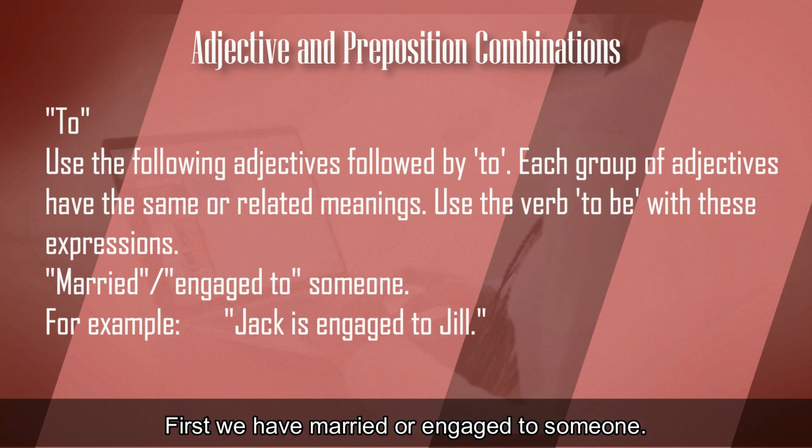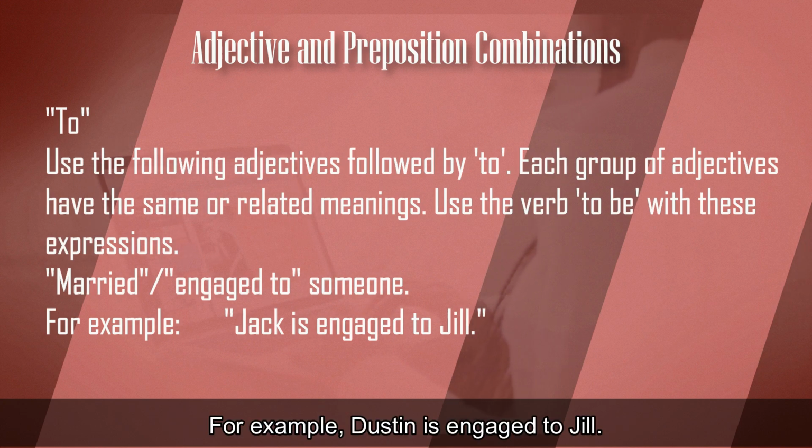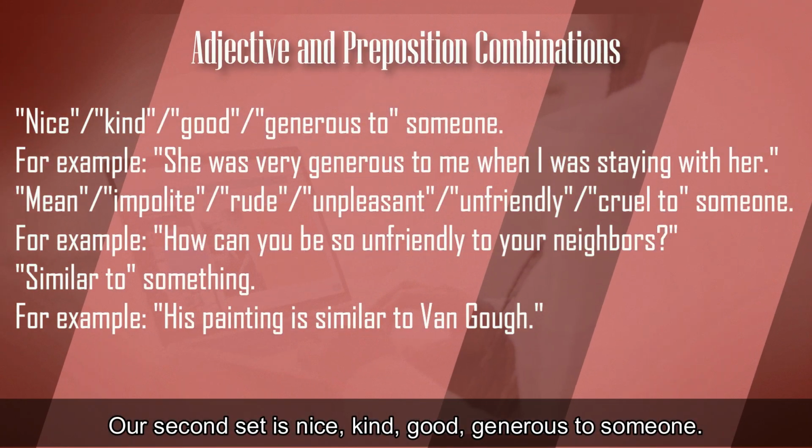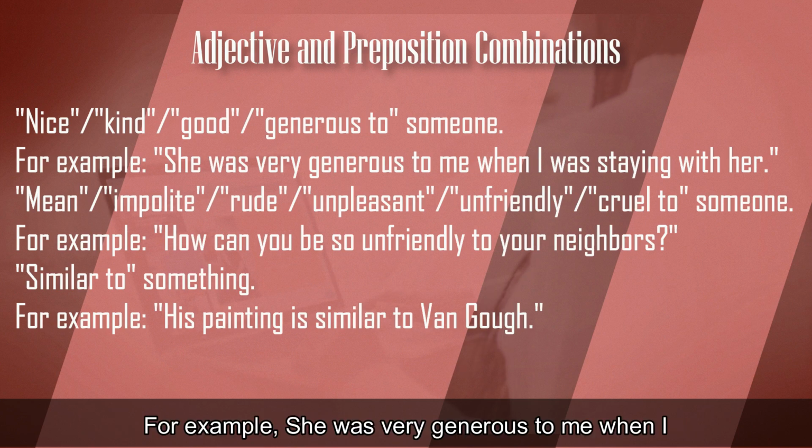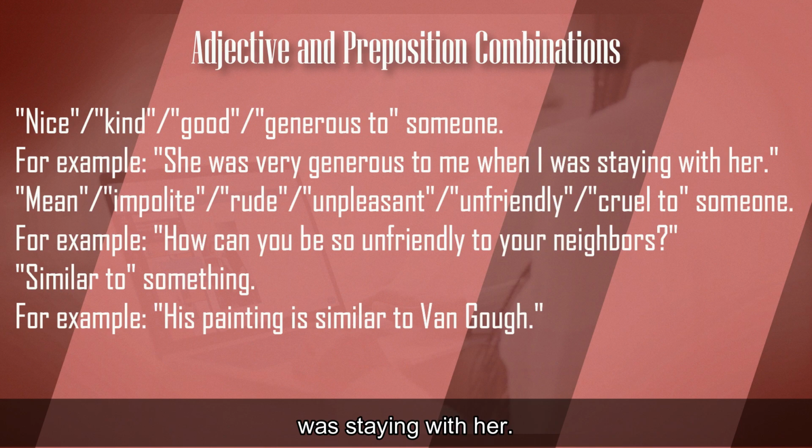First, we have married or engaged to someone. For example, Dustin is engaged to Jill. Our second set is nice, kind, good, generous to someone. For example, she was very generous to me when I was staying with her.